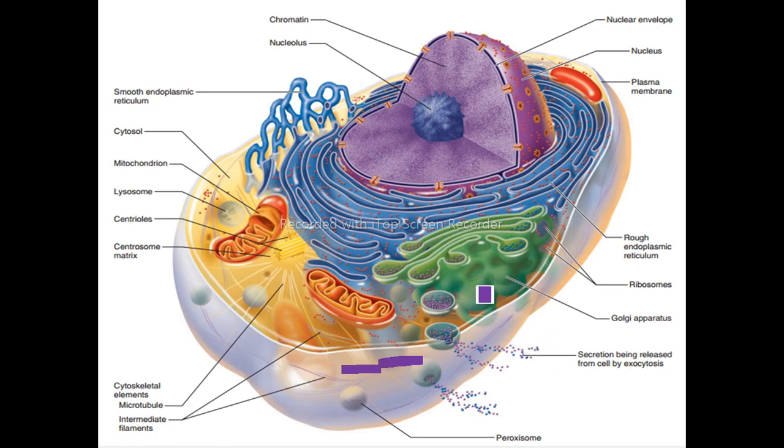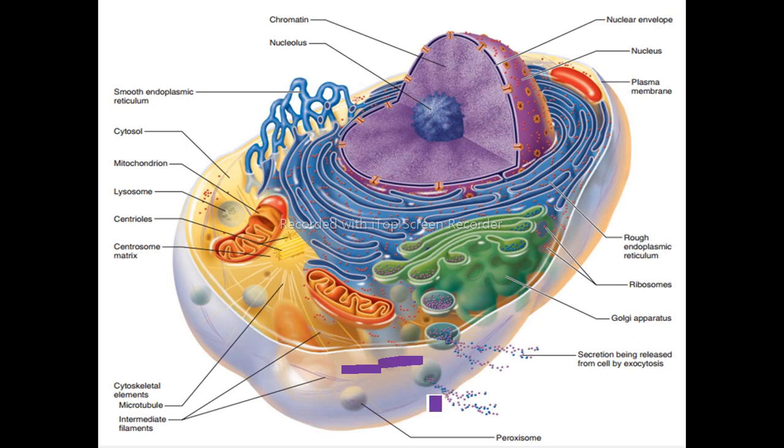Now, the cell membrane differentiates the cytoplasm, or intracellular fluid, from the extracellular fluid. It is about 7.5 nanometers thick and is a flexible barrier that surrounds the cell. It is composed of protein and a lipid bilayer. It is a semi-permeable membrane.